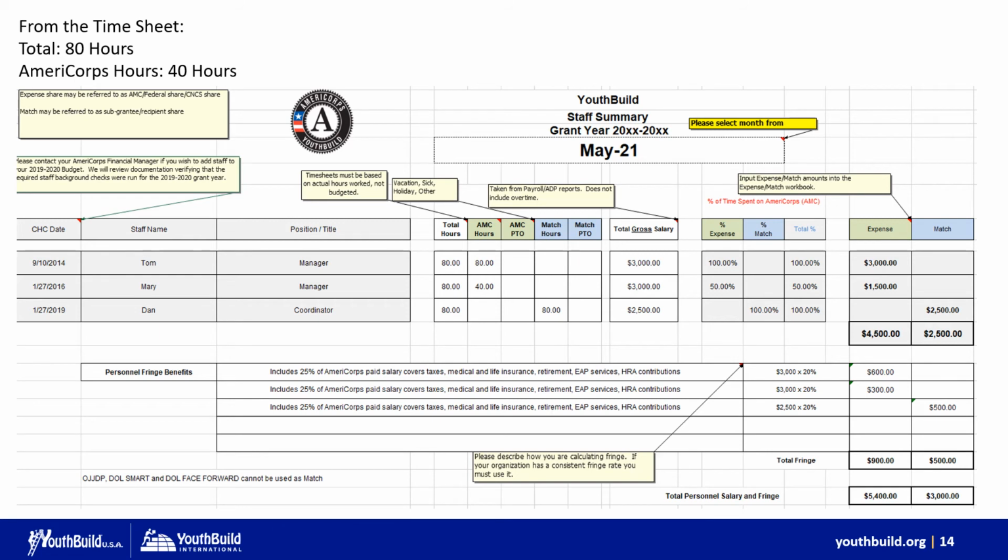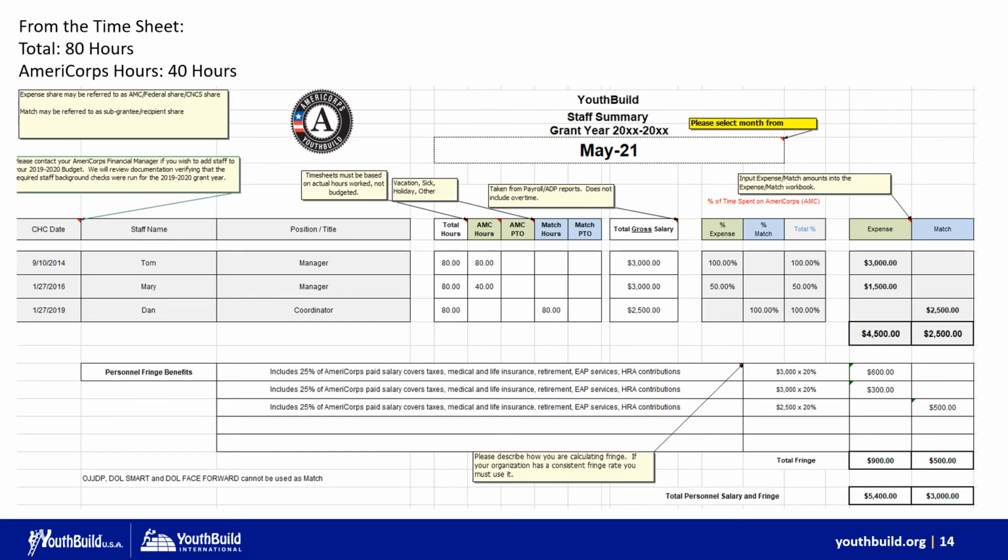Okay, let's fill out her staff summary. I've summarized her hours at the top of the page. First, input the total hours, which is 80 hours. Next, input the match hours, which is 0 since none of her time is being billed as match. Enter her total AmeriCorps hours, which is 40 hours, and her gross salary, which is $3,000.